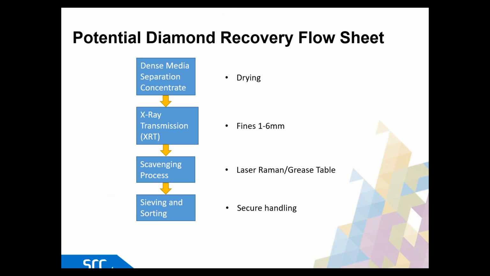And what that can allow you to do is simplify your flow sheet. If you've got that high volume, low yield that you're looking for, you can still concentrate using dense media separation, but now you're only putting those fines through potentially a newer technology XRT unit. You may or may not need this laser Raman or grease table scavenging technology once the resolution can get down to these finer size fractions. Again, that really cleans up the flow sheet and then allows you to reduce diamond breakage and become a lot more efficient in the way that recovery circuit operates.